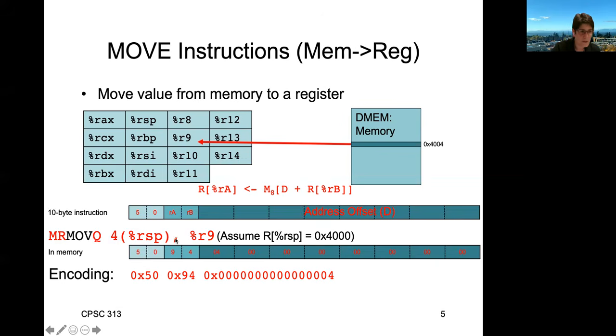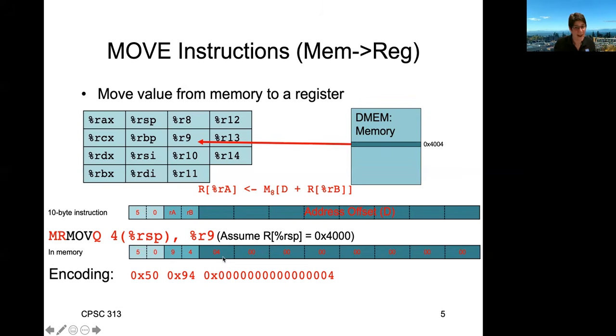So when we encode the specific instruction, we encode the opcode, we encode RA, which is R9, RB, which is RSP, which is 4, and now we want to express this constant as an 8-byte constant. 4 is the low order byte, so it comes first, and all the other bytes are zeros. So that's how we move a value from memory into a register.